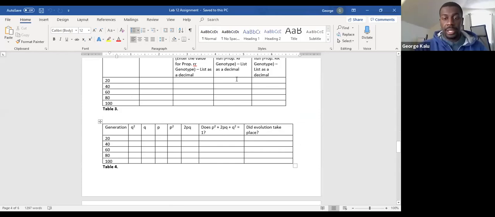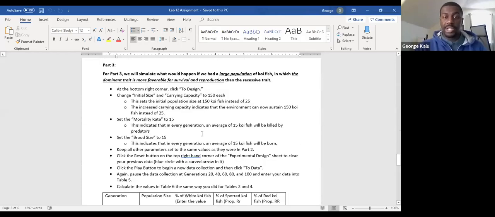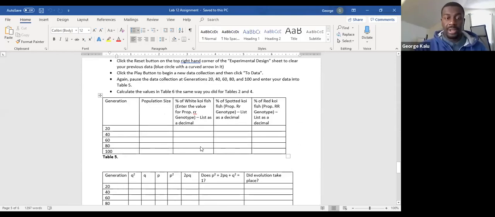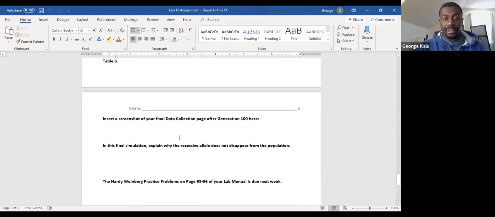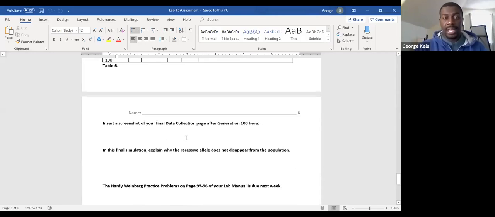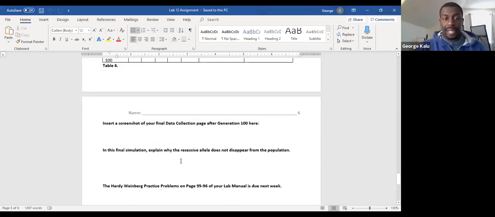Then you're going to do the same thing with a large population, so you're going to alter it again. Again, it tells you exactly what to do. Do the same thing for generation 20, 40, 60, 80, 100. For the last one, you're going to put in a screenshot of your final data collection page. You're going to answer this question: in this final simulation, explain why the recessive allele does not disappear from the population.